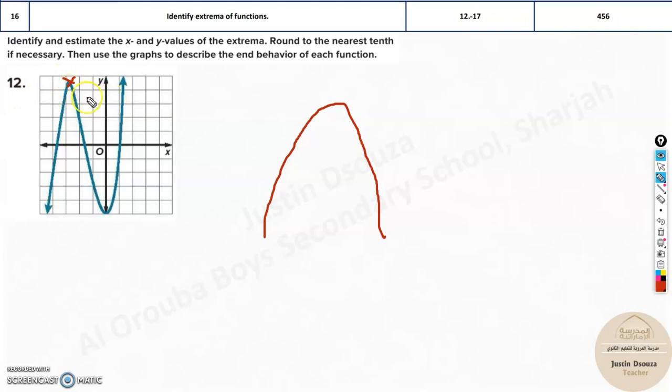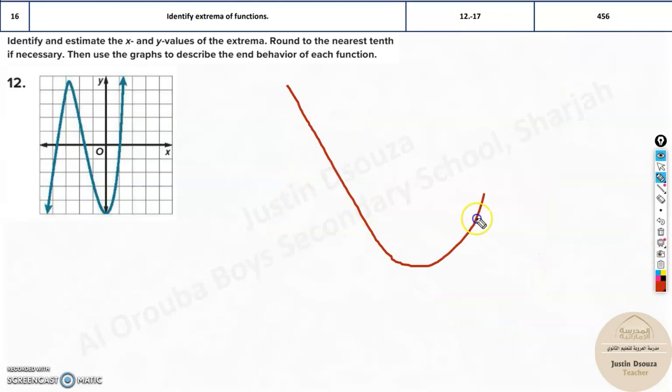But you see, there is a maximum, and it is a maximum point comparatively. There is no other point which is above this. So we call it a relative maximum. When you see there is up and down like this, this point will be a relative maximum, and that one a relative minimum.